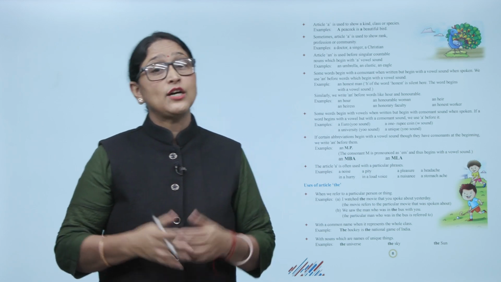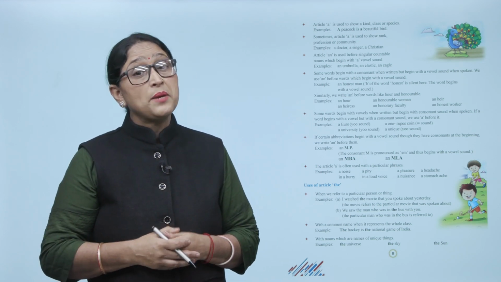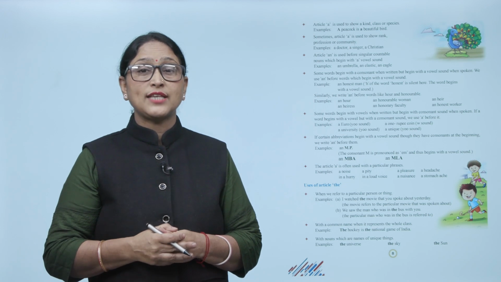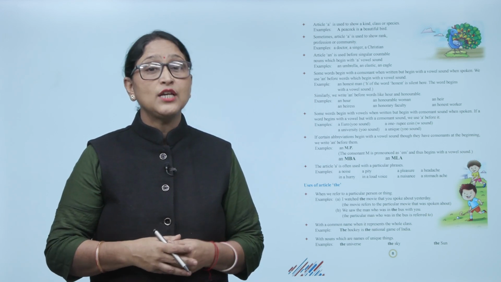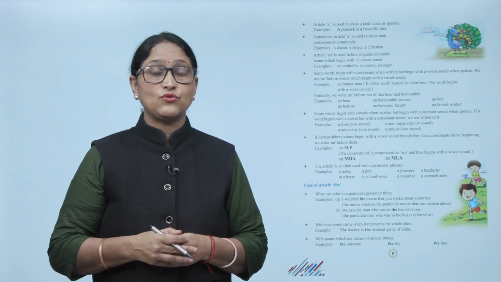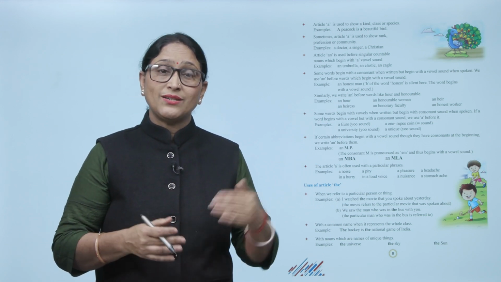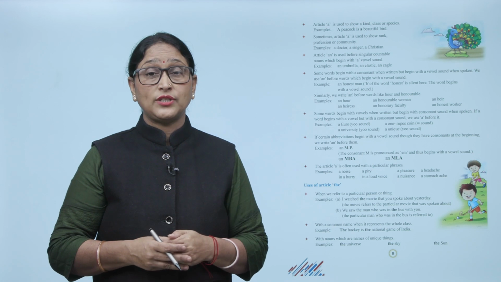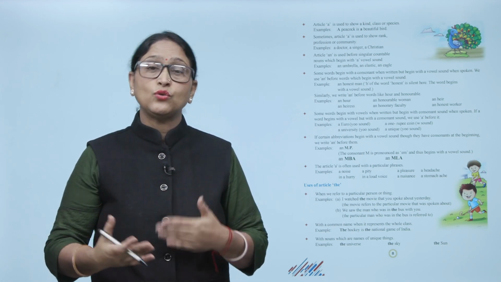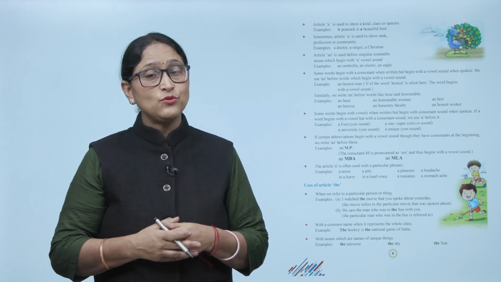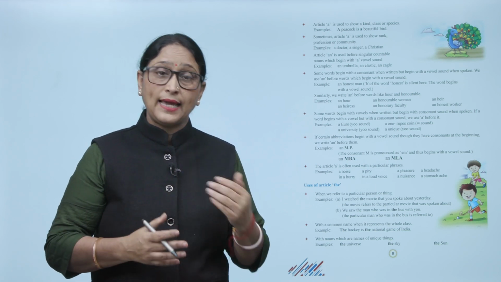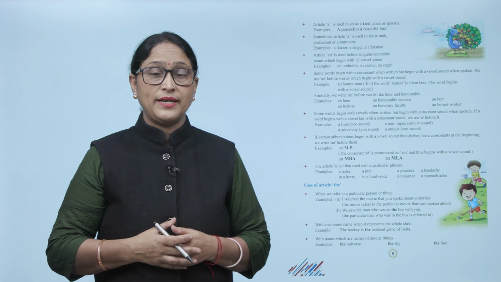Some words begin with a consonant when written but begin with a vowel sound when spoken. We use an before words which begin with a vowel sound. कुछ वर्ड्स कैसे होते हैं, जब हम लिखते हैं तो कॉन्सोनेंट से स्टार्ट होते हैं, लेकिन जब उनको बोलते हैं तो साउंड प्रोड्यूस होता है वॉवल्स का. तो उससे पहले हम किसका यूज़ करते हैं? an का.